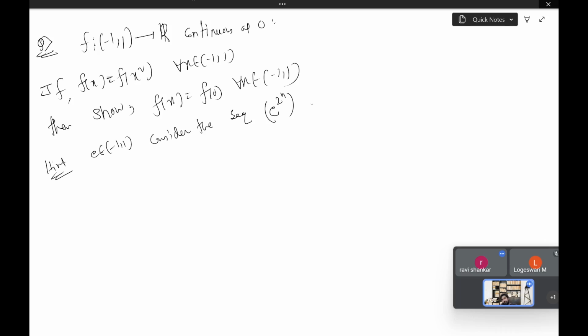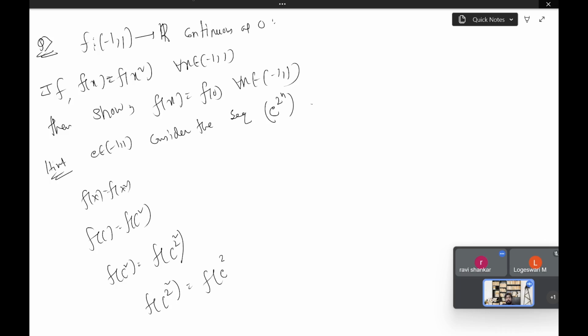Well, the point is that since f(x) equals f(x square) is given, obviously f(c) equals f(c square). Also f(c square) equals f(c to the power 2 to the power 2). Similarly, f(c to the power 2 to the power 2) is equal to f(c to the power 2 to the power 3). So basically, this tells that f(c) is equal to f(c to the power 2 to the power n) for all n. So this implies what now?